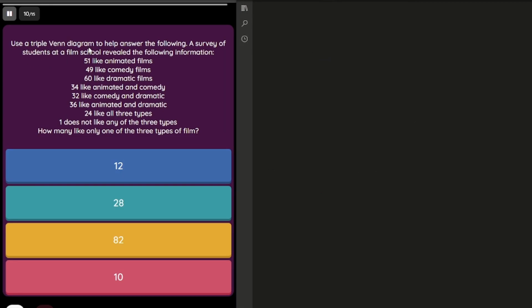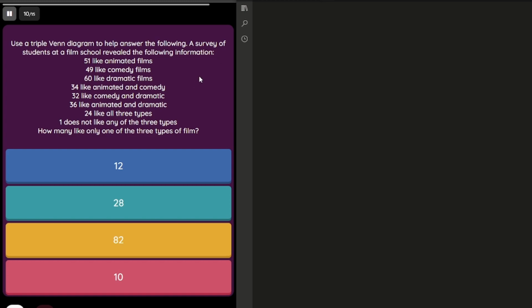Question number 10. Use a triple Venn diagram to help answer the following. A survey of students at a film school revealed the following information. 51 like animated films, 49 like comedy films, 60 like dramatic films, 34 like animated and comedy, 32 like comedy and dramatic, 36 like animated and dramatic, 24 like all three types. How many like only one of the three types of film? This is asking us those who like comedy only, dramatic only, and animated only, and add them all up.